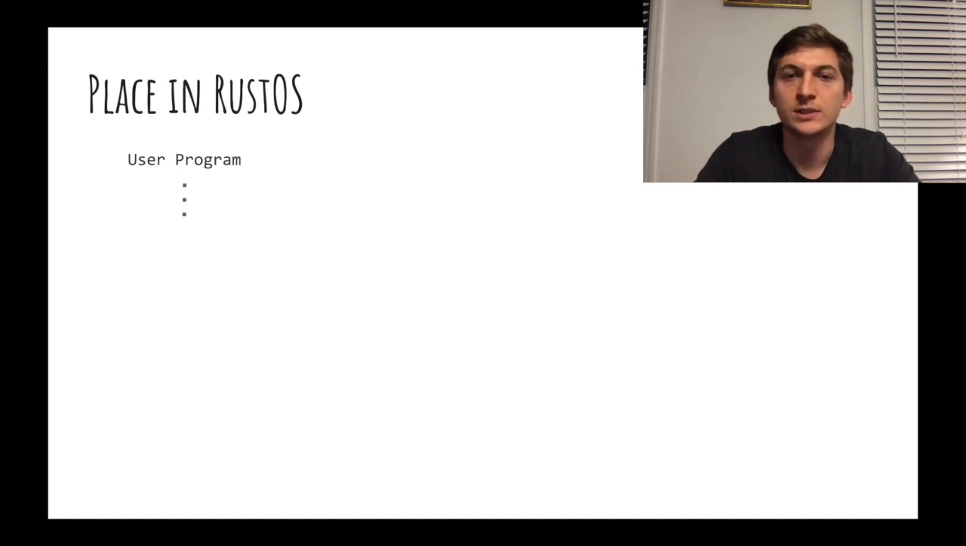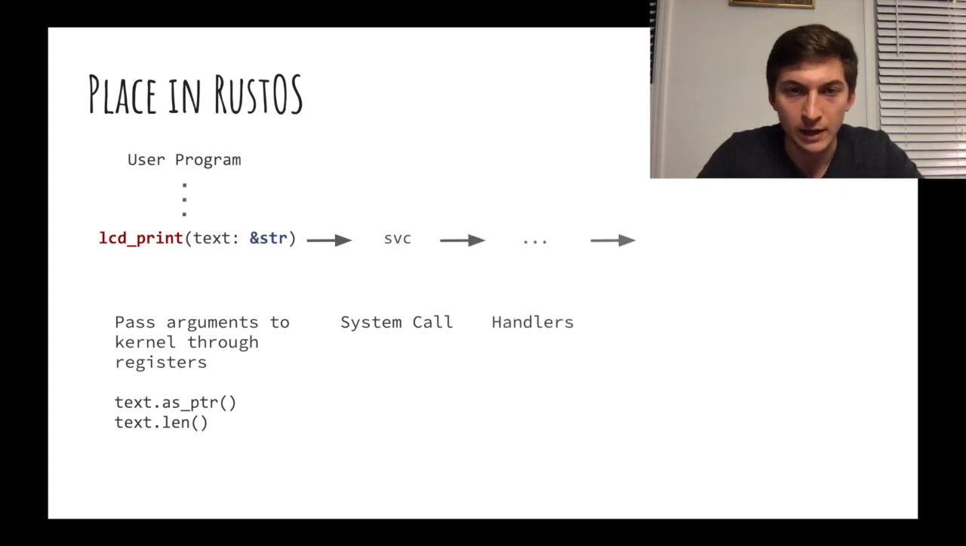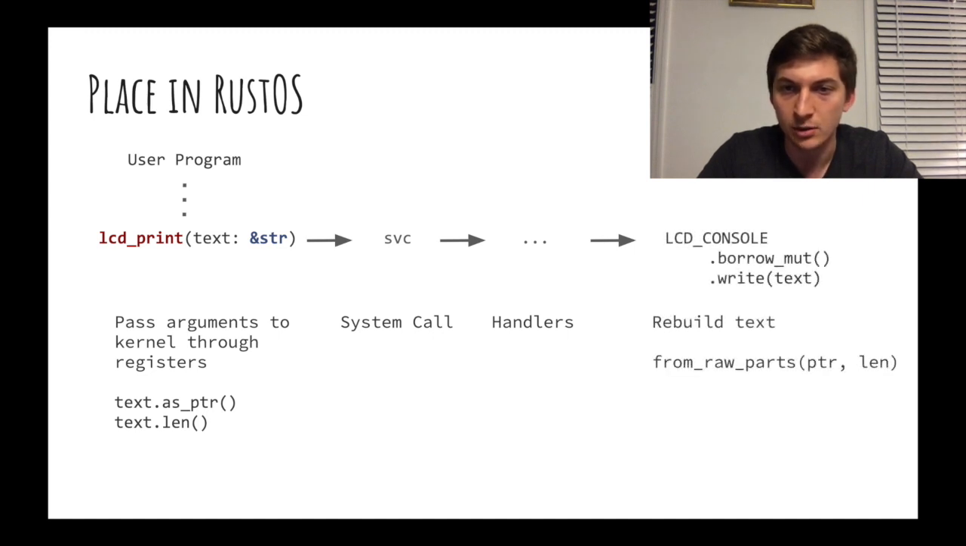Let's see in more detail what steps would be taken when a user process outputs to the LCD console. First, the user program will invoke LCD print, which is a part of the OS API. The supplied argument is a string slice, which can be decomposed into a pointer and length, exactly what is done and saved into registers. A system call is then made. Control is transferred to the kernel from EL0 to EL1. Now we go through several handlers delegating to each other. And finally, we arrive at the destination. We recover the text that the program wants to print from the pointer and length, mutably borrow the LCD display object, and write to it.